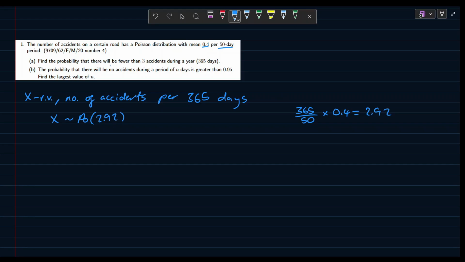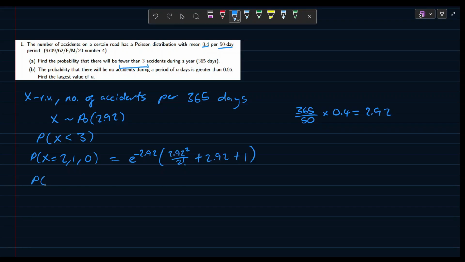And we want to find the probability that there will be fewer than 3. So the probability that x is less than 3. And so this is the probability that x is equal to 2, 1, and 0. So that's e to the negative 2.92, then we've got 2.92 squared over 2 factorial for x is 2, then 2.92 for x is 1, then 1 for x is 0.